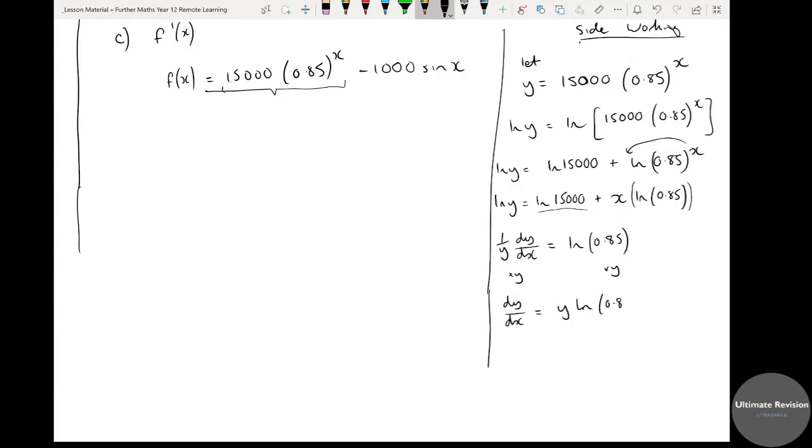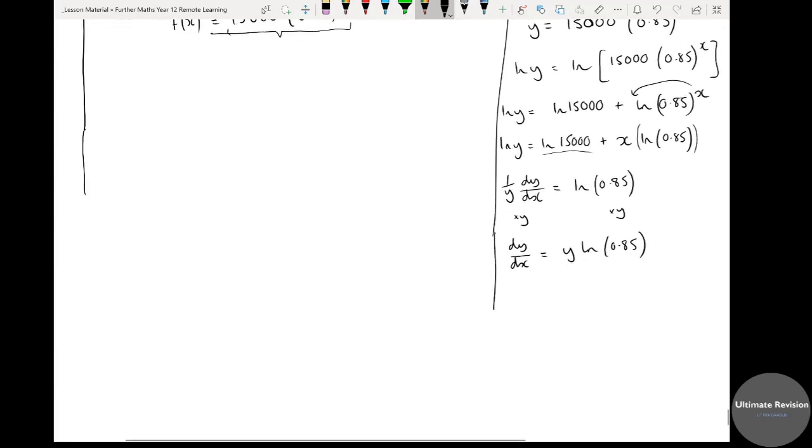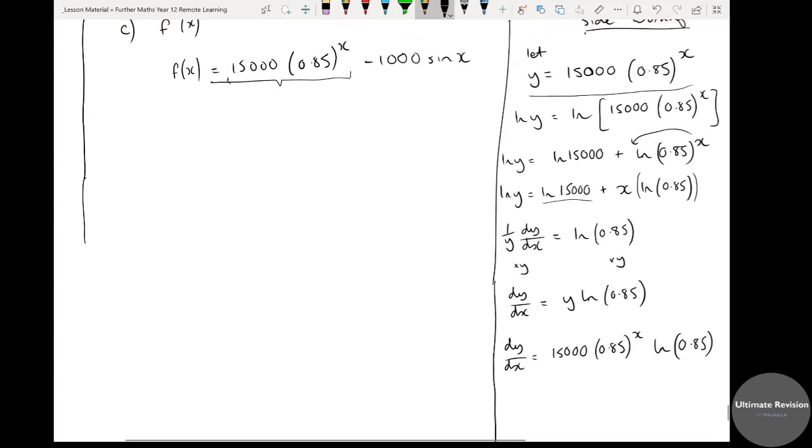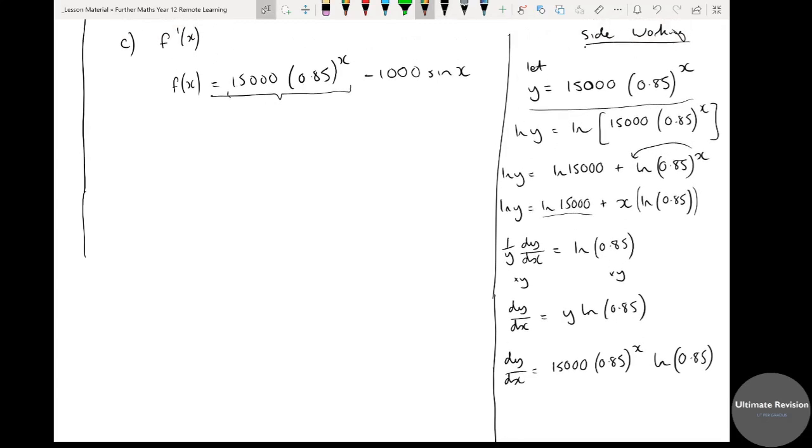Now y itself, if we go back to the start, y was equal to that, so I can substitute that back in. Dy dx equals 15,000 times 0.85 to the power of x times ln 0.85. Okay, now that's quite a lot of work for that bit, and after a while you'll start to spot the quick ways of doing these.